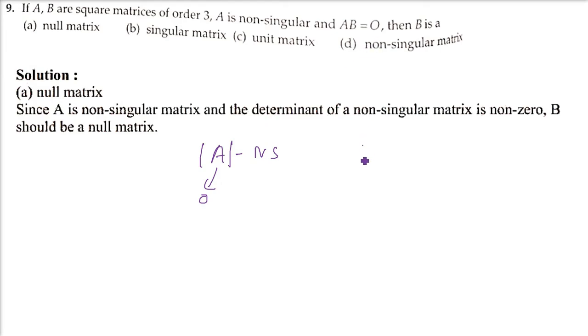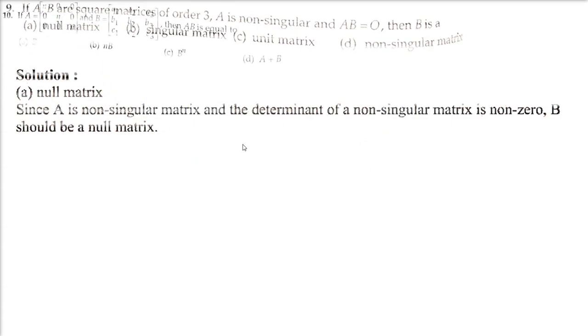So if A is a non-singular matrix, the determinant of a non-singular matrix is non-zero, because as I said, for a singular matrix the determinant has to be 0. So B has to be a null matrix. If B is not a null matrix, you won't get AB equals 0. So the answer here is a null matrix. Let me tell you again. Since A is a non-singular matrix and its determinant is non-zero, that is, it has some value, B has to be a null matrix.